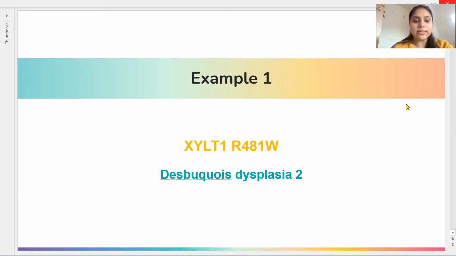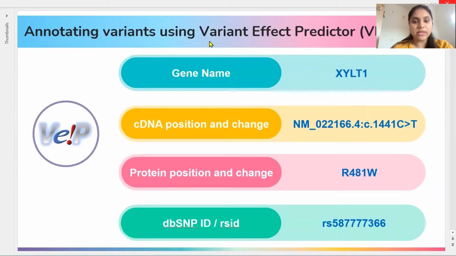The first step towards annotating these variants is to fetch their different IDs from databases such as VEP. Since you have already learned how to do that in previous sessions, I have gone ahead and fetched these IDs for these variants. And this is the gene name, the cDNA position and change, the protein position and change, and the RSID for this variant.